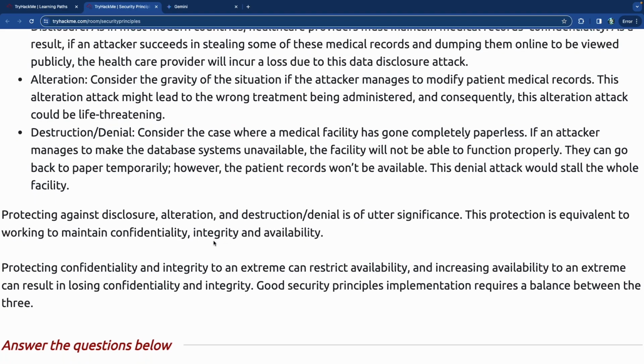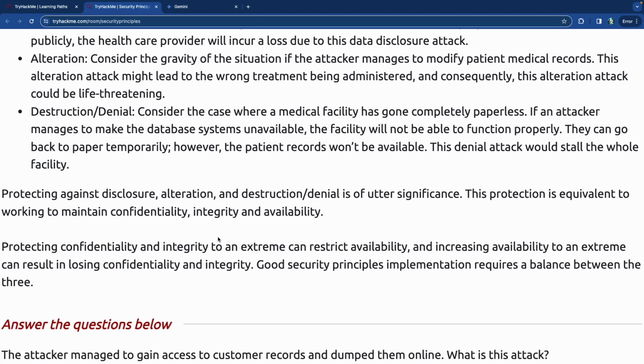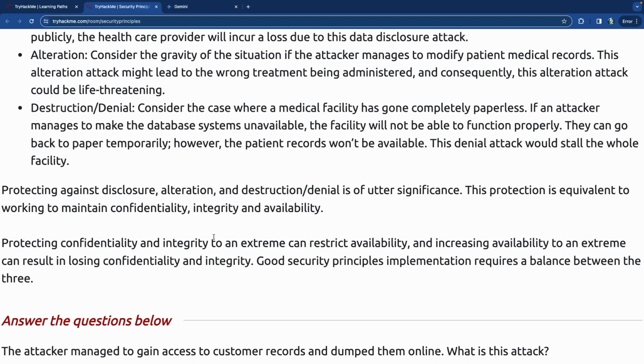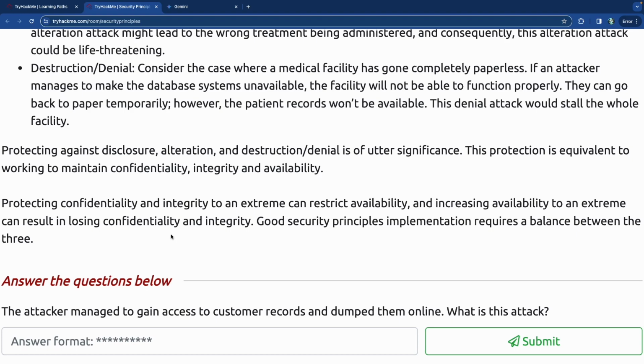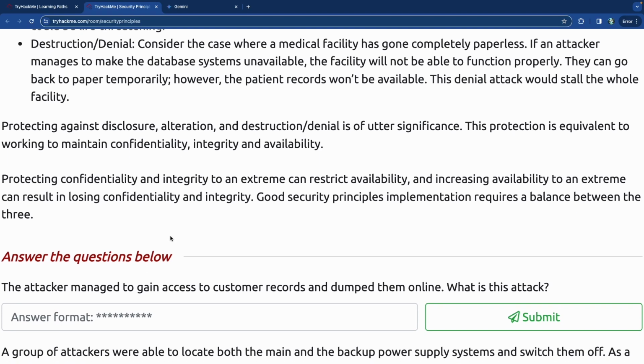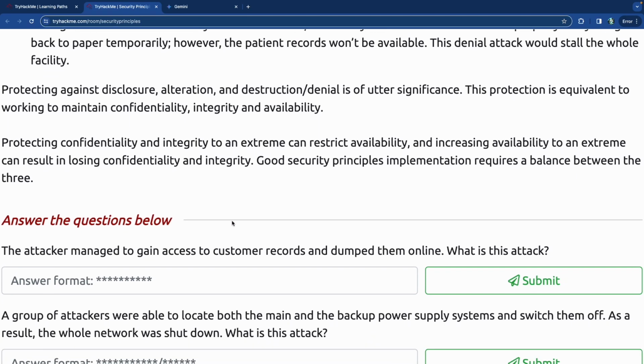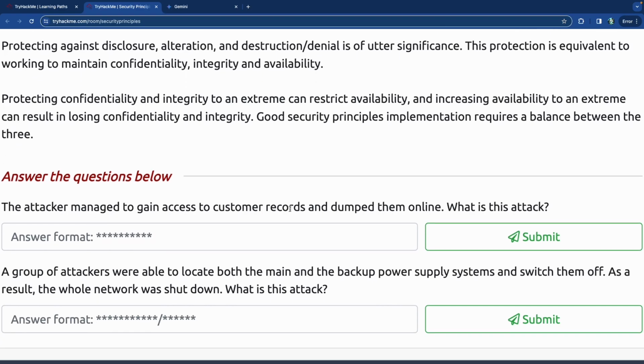Protecting against disclosure, alteration, and destruction is of utter significance. That's kind of the whole purpose of security teams. This protection is equivalent to working to maintain confidentiality, integrity, and availability. So, two sides of the same exact coin. Protecting confidentiality and integrity to an extreme can restrict availability, and increasing availability to an extreme can result in losing confidentiality and integrity. Good security principles implementation require a balance between those three.